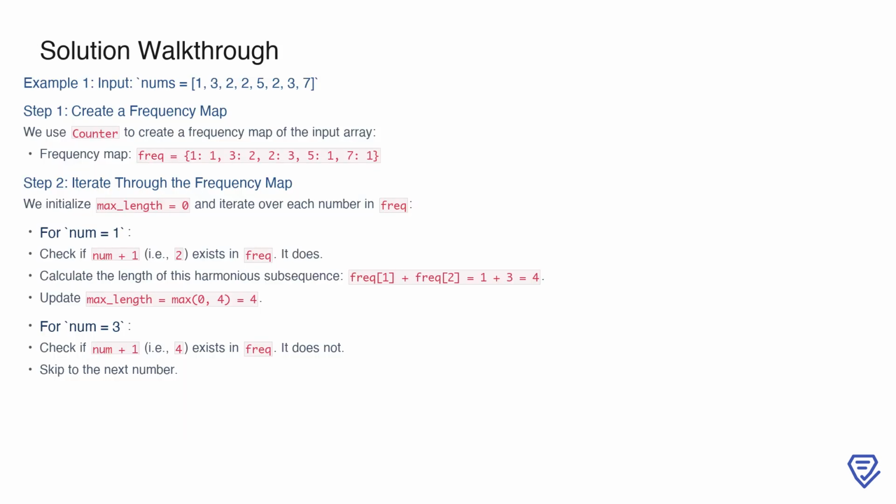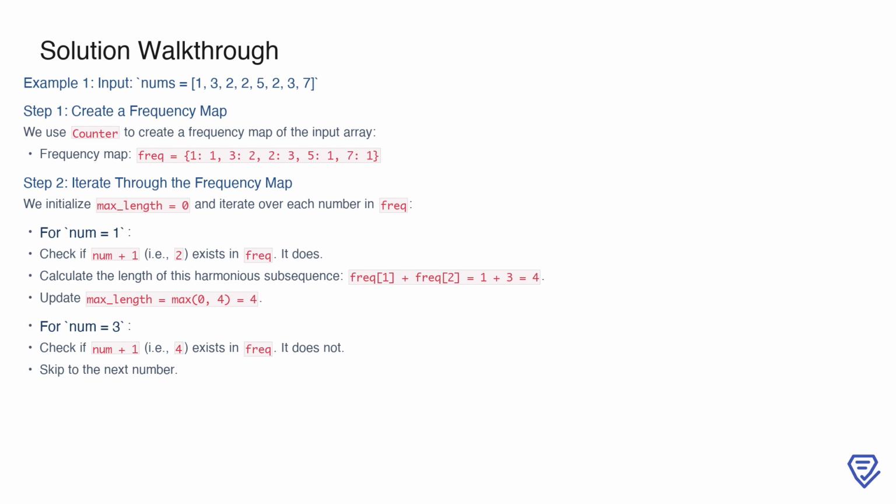Key differences include explicit type declarations, Java's Map interface for the frequency map, and usage of Math.max for updating the result. To solve this problem, we start by analyzing the given input array nums = [1, 3, 2, 2, 5, 2, 3, 7]. The first step involves creating a frequency map using the Counter class. This map tells us how many times each number appears in the array. Here, the frequency map is frequency = {1: 1, 3: 2, 2: 3, 5: 1, 7: 1}.